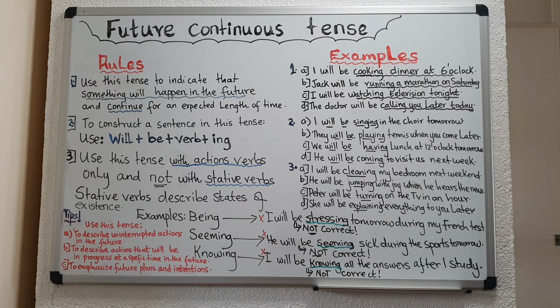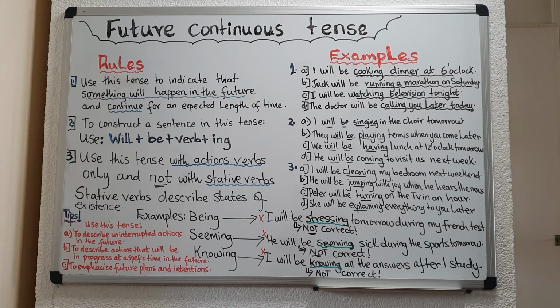Now, example 2D. He will be coming to visit us next week. Sometime next week, he will be coming to visit us. In that sentence, you have the pronoun he, then you have will plus be plus come plus ing, and then the rest of the sentence.